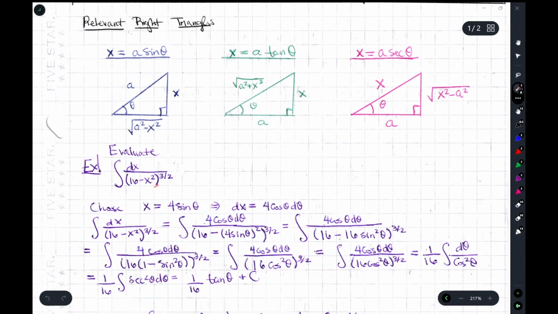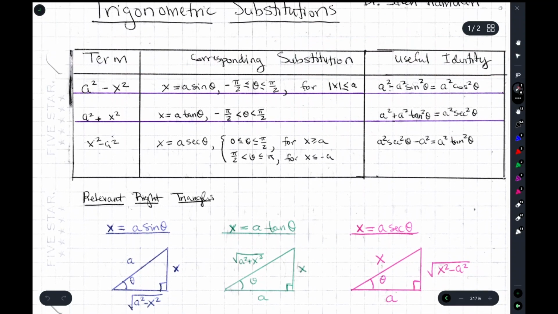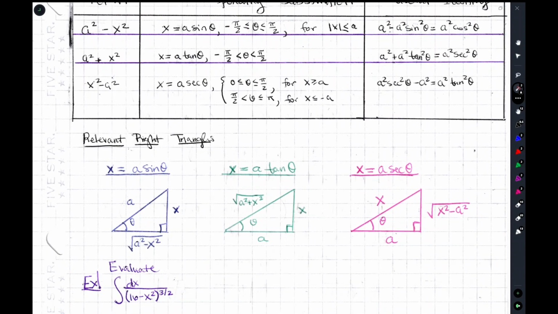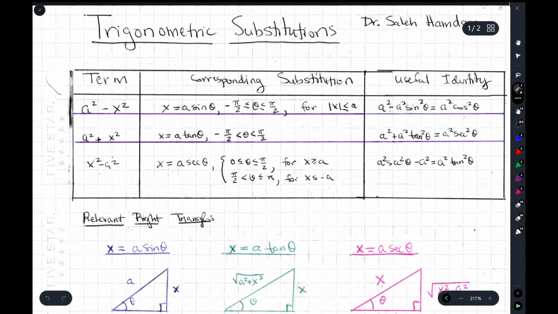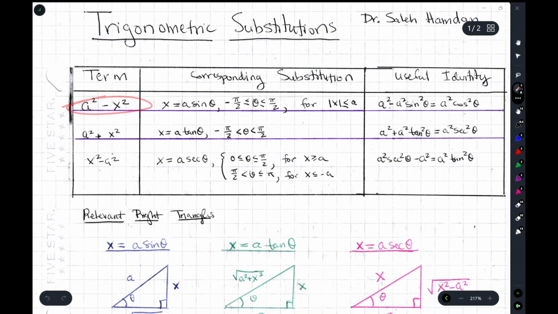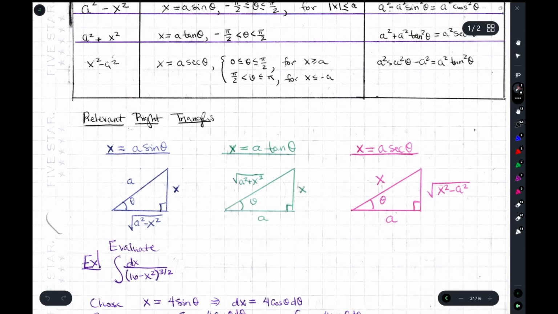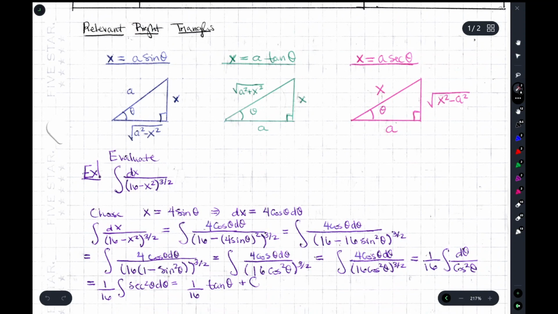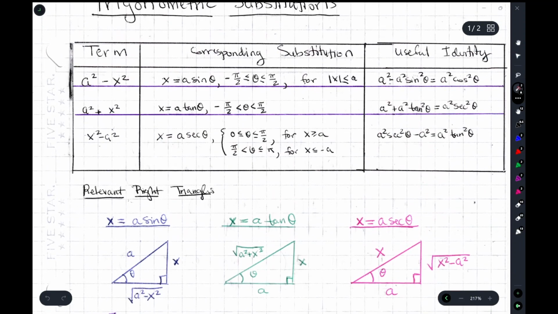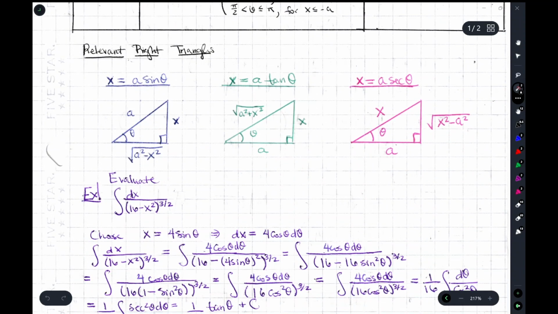So we have this 16 minus x squared term raised to the power 3/2 in the denominator. You could think about it as raised to the power negative 3/2 if it was in the numerator. And that 16 minus x squared follows this expression here if we choose a equal to 4, okay? So that's what we'll do, and we'll use x equal to 4 sine theta, and dx would then be 4 cosine theta d theta.